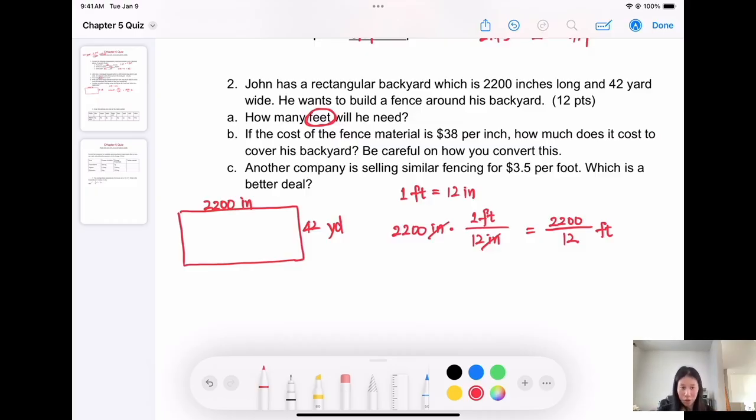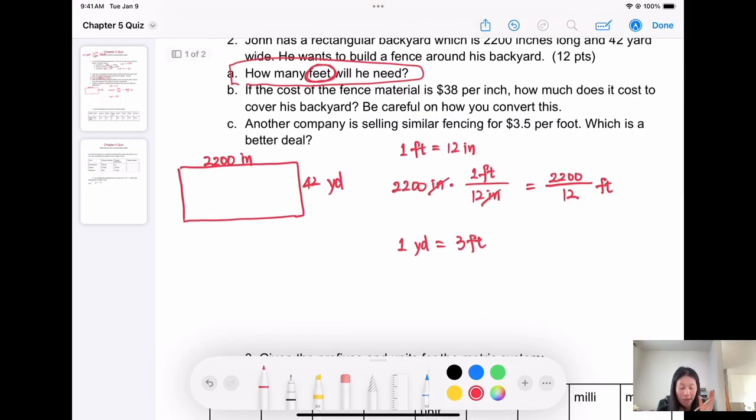We can keep it that way because we haven't done all the calculation yet, because the end point is to see the perimeter. Now, the second is we need to convert yards to feet. 1 yard equals 3 feet. Now we use a different method. We are converting a big unit to a small unit, so we need to use multiplication. I have 42 yards times 3 feet. So I have 126 feet. Again, in every one of these questions, I'm going to show you both ways.